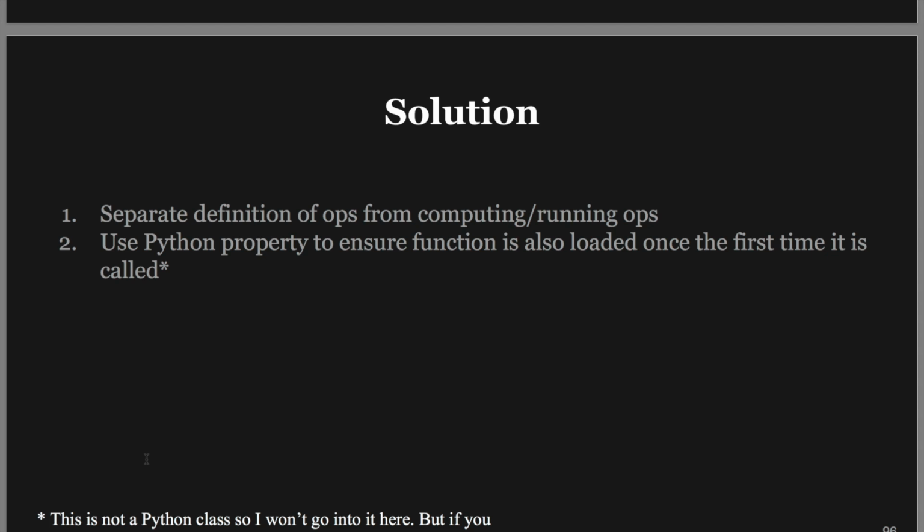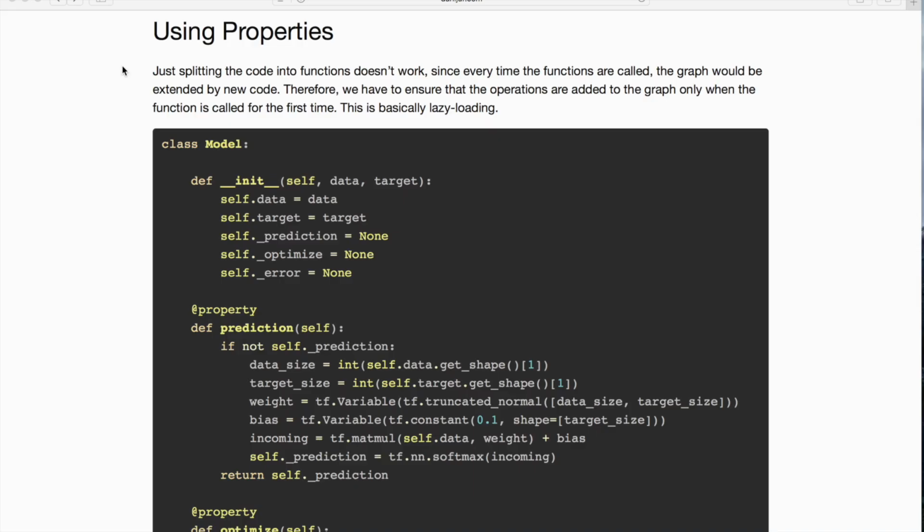So the way you should structure your code is, in one place, have the variables and the various definitions of ops defined, and in another place the computing op, which in this case would be x into w. If you do that, you're not going to run into this issue. And a way to structure your code would be to use Python properties.